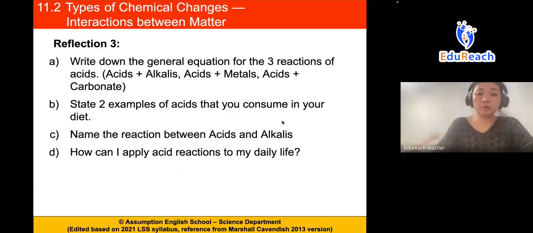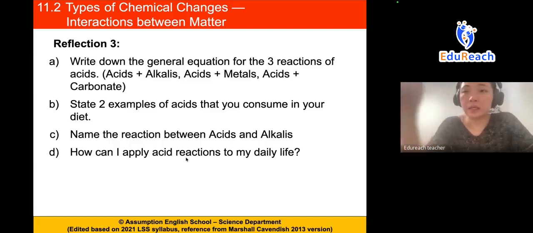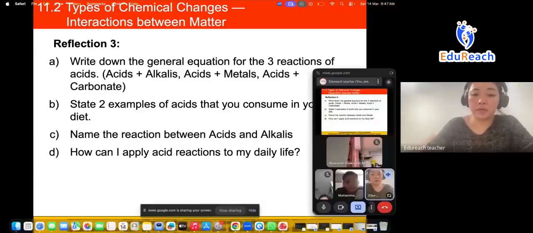Okay, so you need to be able to answer these four questions. The three reactions involving acids, examples of acids that we consume or use in our everyday life, and the name of the reaction between acids and alkalis, which is neutralization, and how to apply acid reactions. Many different things: metal etching, taking antacid tablets for gastric pain, using baking soda and soured milk to bake bread. Many different examples of acid reactions.